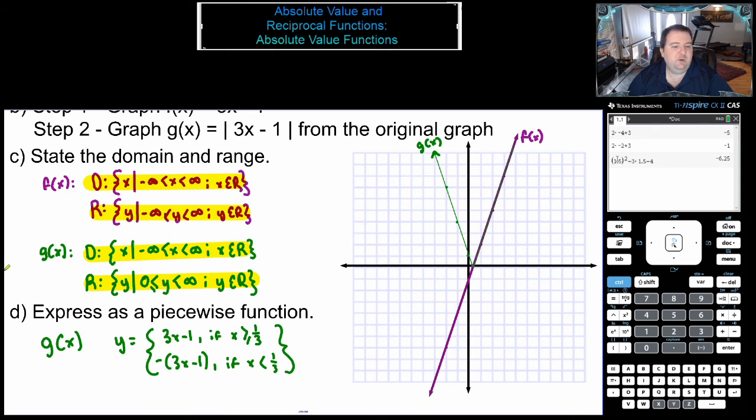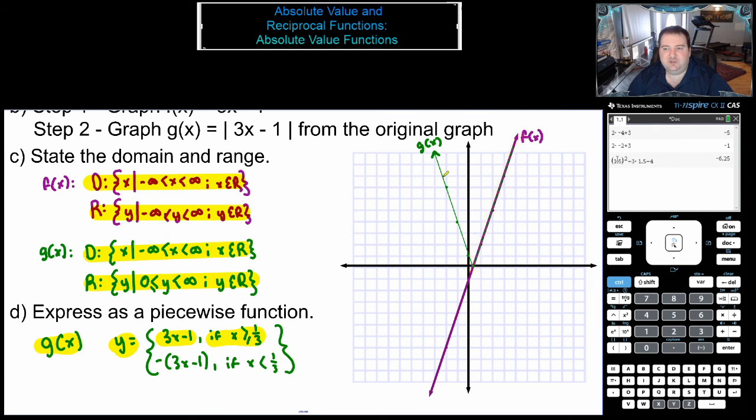Now for your piecewise function, what you should have written for your g of x is that y is going to be equal to your original function if x is greater than or equal to 1/3. So anything greater than or equal to 1/3, which is this region here, you can see the purple line and the green line, they're on top of one another, they're equal to one another. So when x is greater than or equal to 1/3, g of x is going to look exactly like f of x. That's what this says.